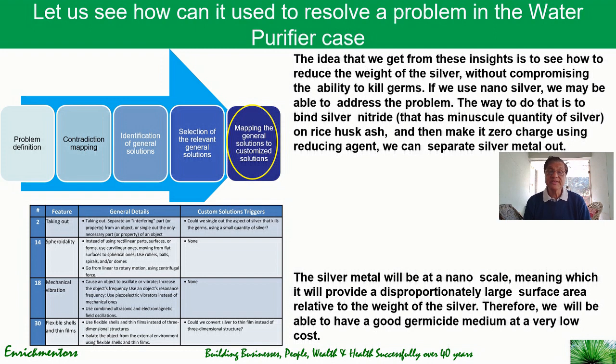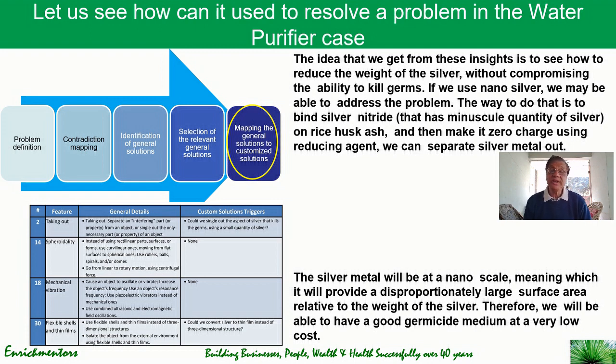If you go to 30, it says use flexible shells or thin film. And that makes again a tremendous sense, right? Because in that, could we convert silver into thin films instead of having the 3-dimensional structure? And so we find some great insights here, right? So can we take out the germ killing properties of the silver, or can we use thin films of silver instead of this?